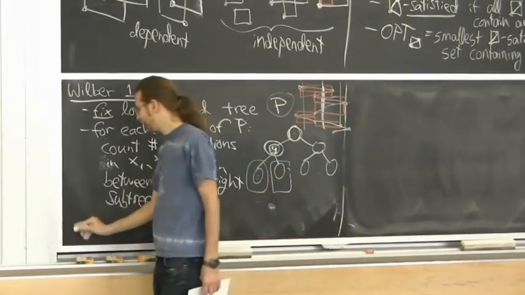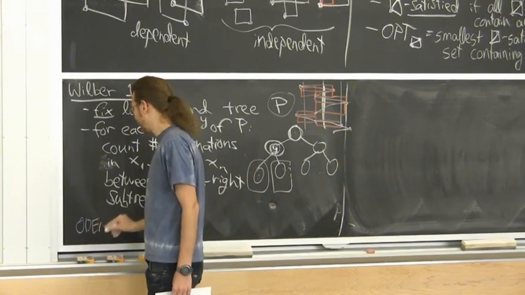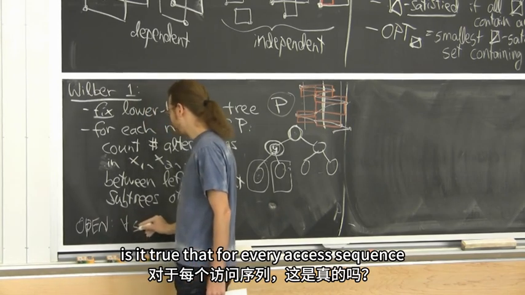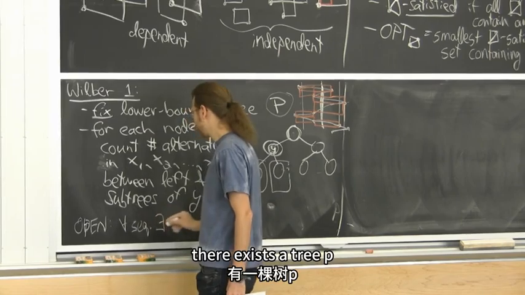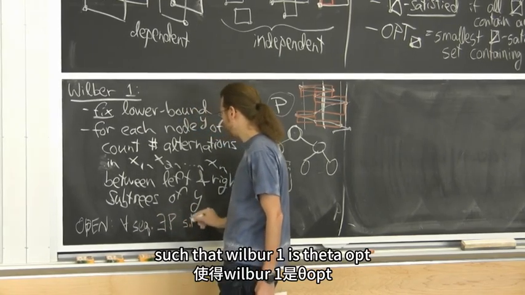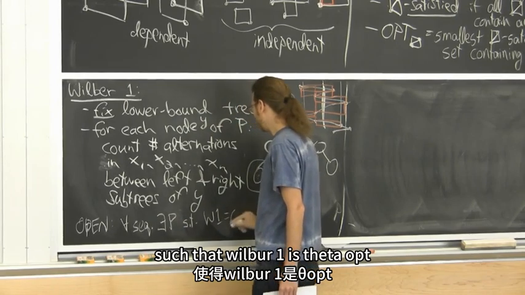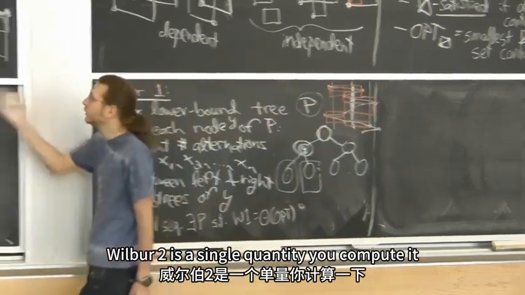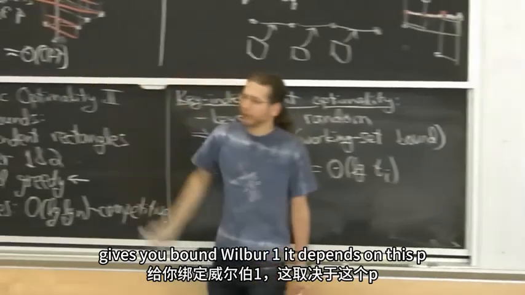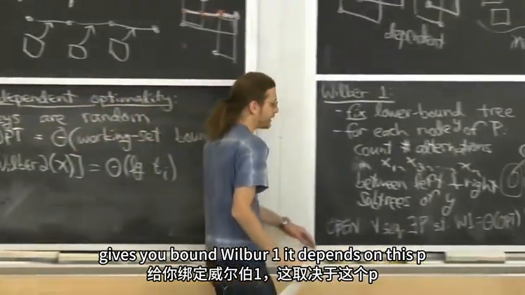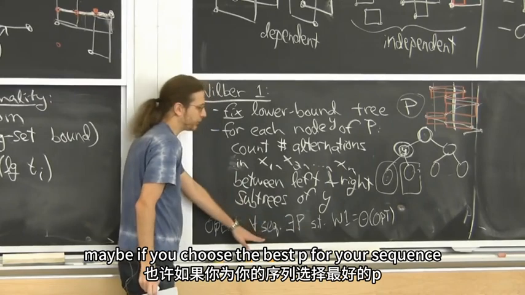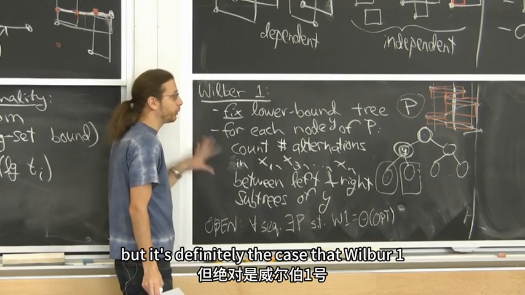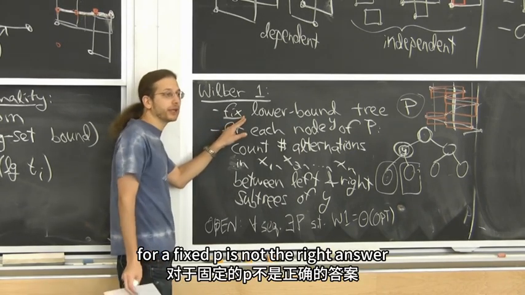I guess you could ask the following open question. Is it true that for every access sequence, there exists a tree P such that Wilbur 1 is theta opt? Or is it theta Wilbur 2 or something? Wilbur 2 is a single quantity. You compute it, it gives you a bound. Wilbur 1 depends on this P. Maybe if you choose the best P for your sequence, you get the right answer. But it's definitely the case that Wilbur 1 for a fixed P is not the right answer.